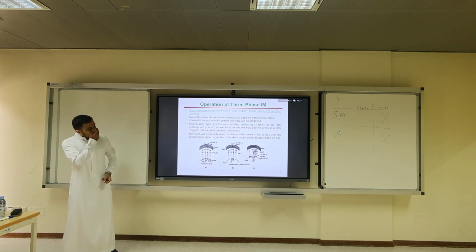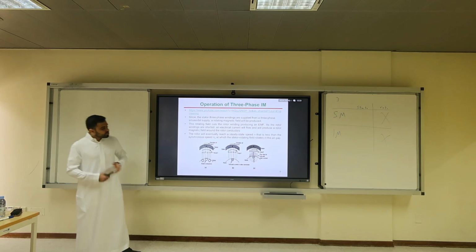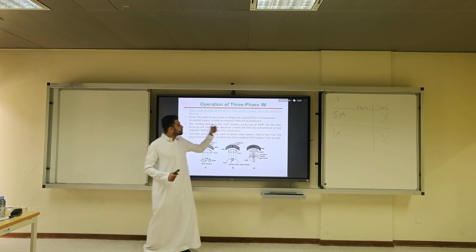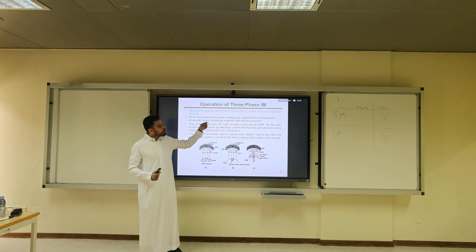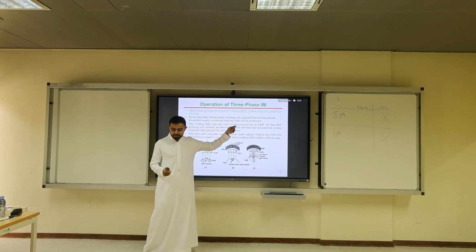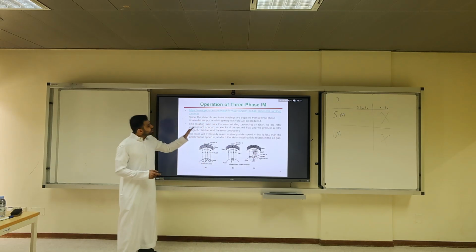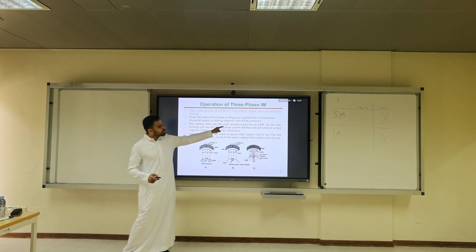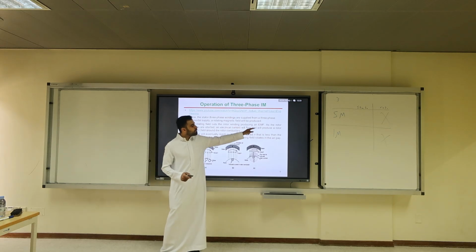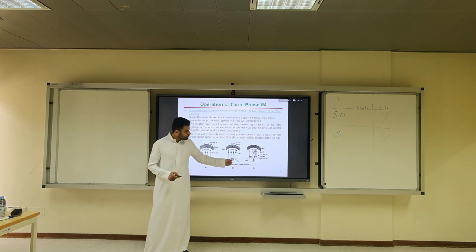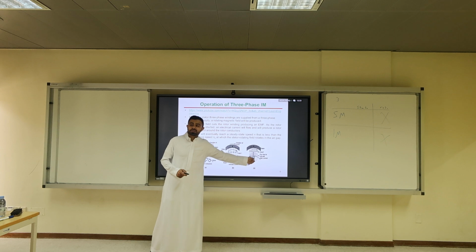So what happens is, since the stator three-phase windings are supplied from a three-phase sinusoidal supply, we get what we call the rotating MMF. This is the rotating MMF. The rotating field cuts the rotor winding, producing an EMF as the rotor windings are shorted. There is electric current that flows in the coils of the rotor or in the bars of the squirrel cage.